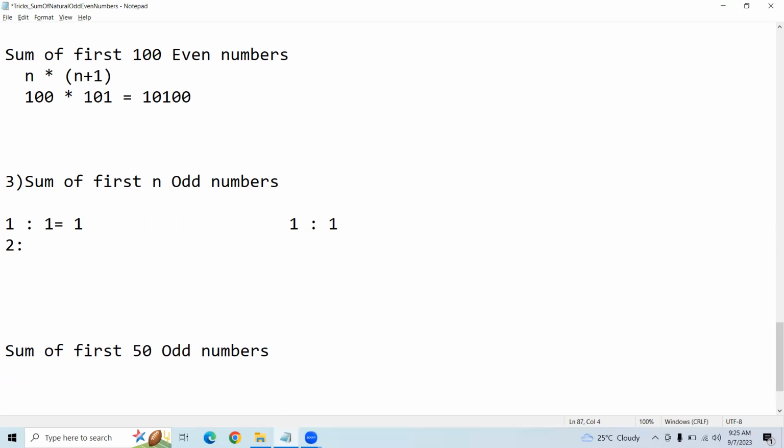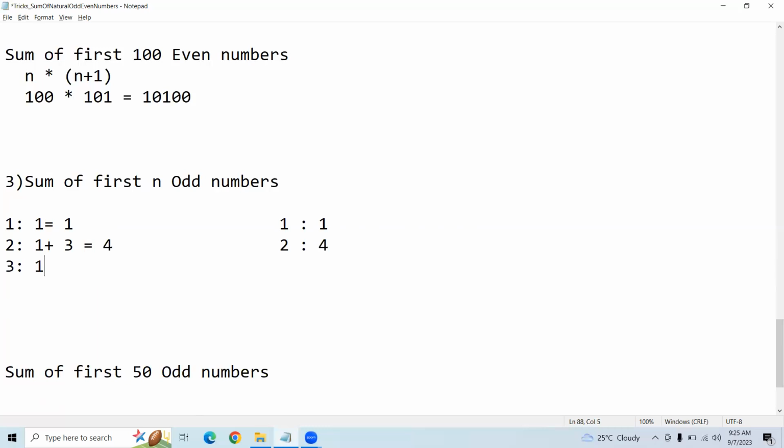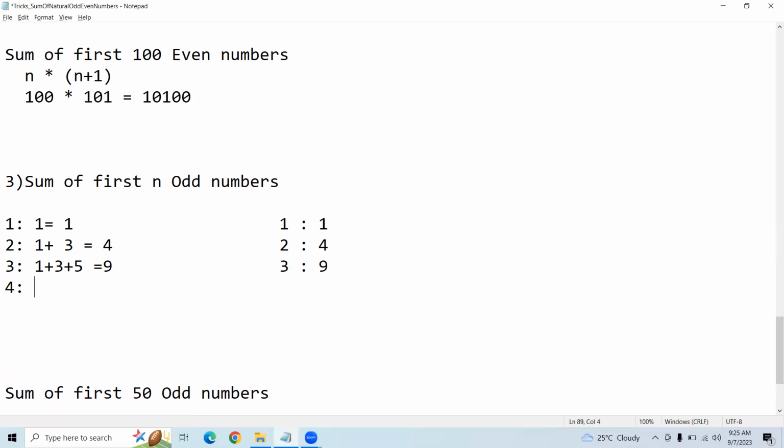Let's go for two odd numbers. 1 plus 3. 3 is the next odd number, right? 1 plus 3 is 4. So for two odd numbers, you got the answer as 4. Let's do for three odd numbers. 1, 3, 5. 1 plus 3, 4. 4 plus 5, 9. So can we say for three odd numbers, our answer is 9. For four odd numbers, 1, 3, 5, 7. That is 9 plus 7, we'll get 16. So the sum of first four odd numbers is 16.